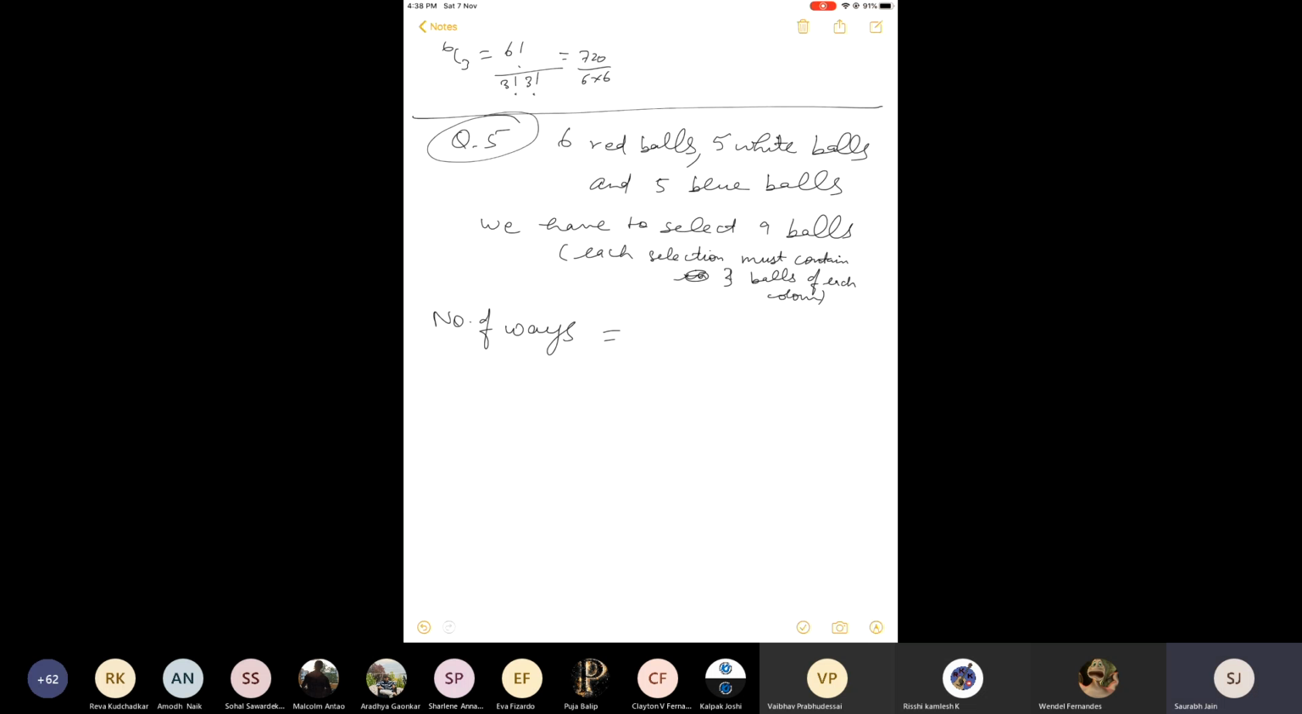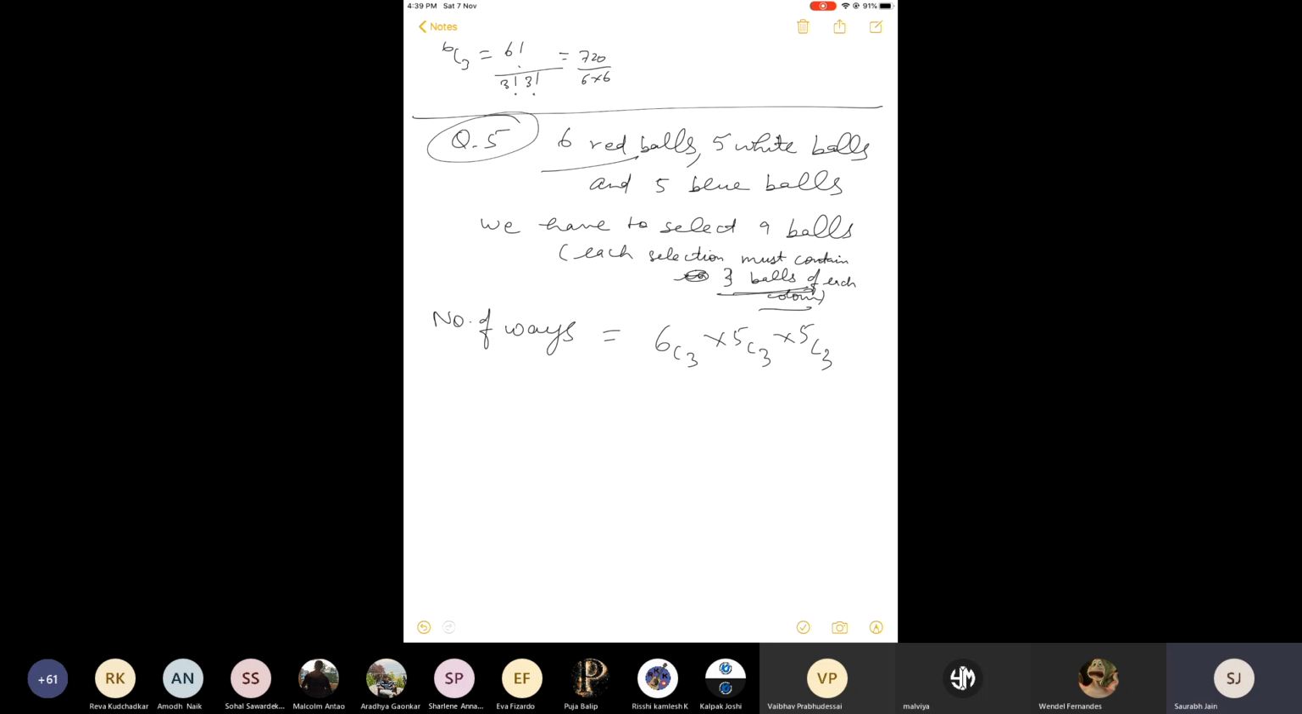Okay, who can tell me what will be the answer? 6C3, 5C3 and 5C3. Very good. 6C3 into 5C3 into 5C3. From 6 red balls you have to select 3. You must select 3 red balls. That is asked in the question.